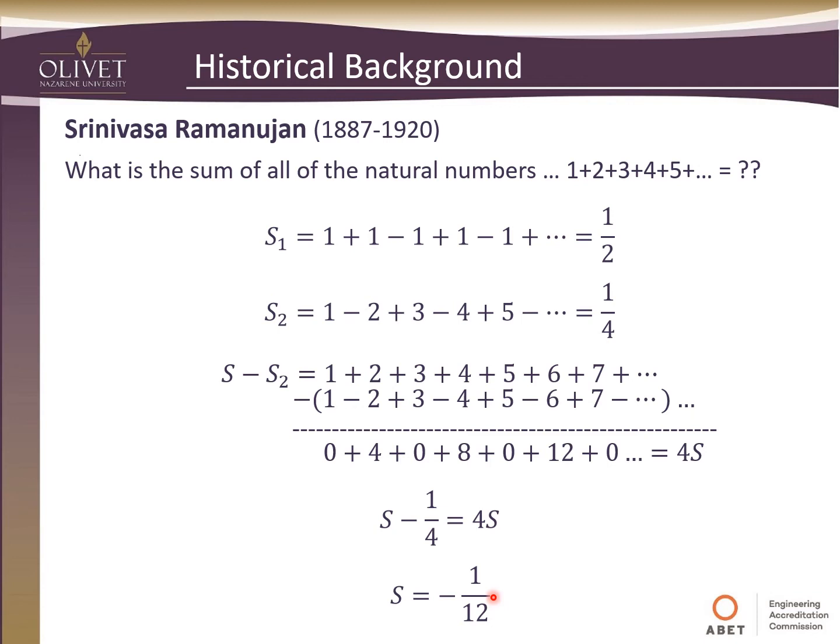But wait a minute, what is s? S is our original series. That's the sum of all the natural numbers. So Ramanujan showed that the sum of all the natural numbers is equal to negative 1/12.